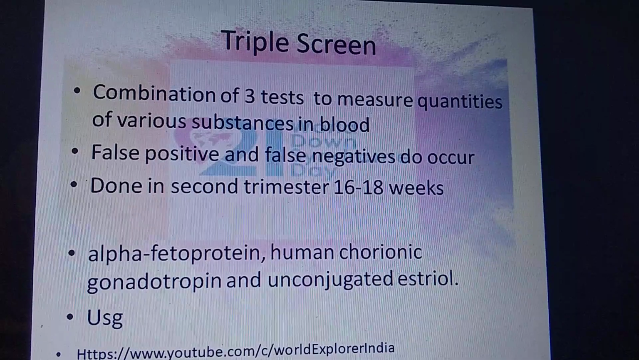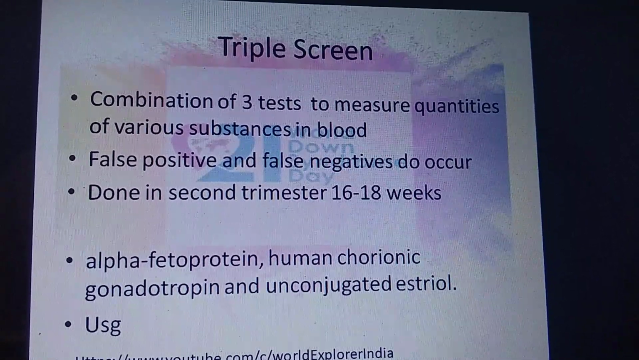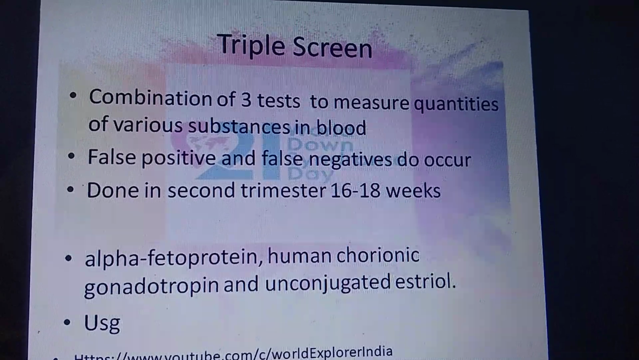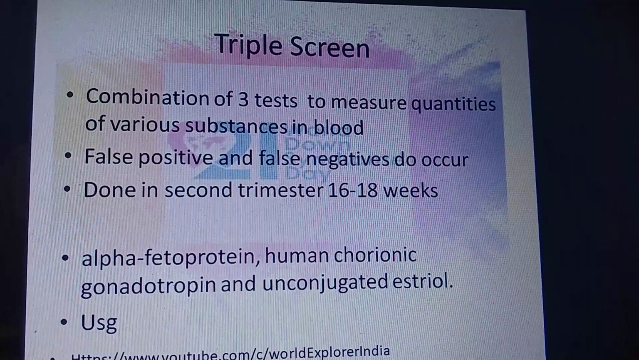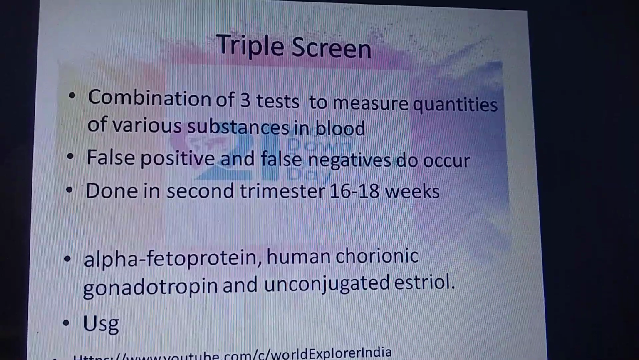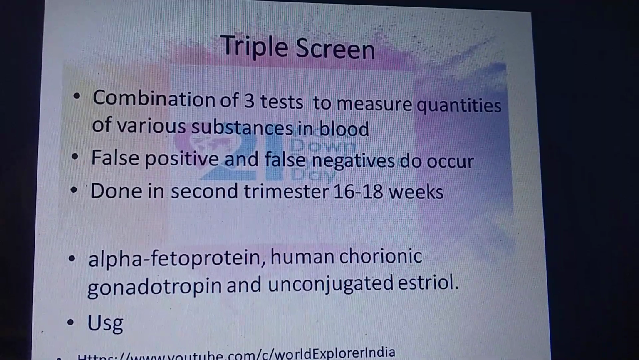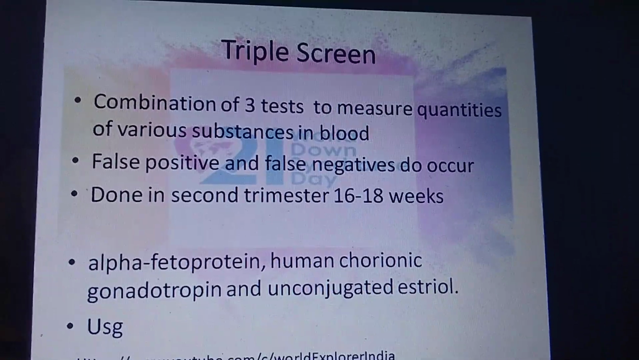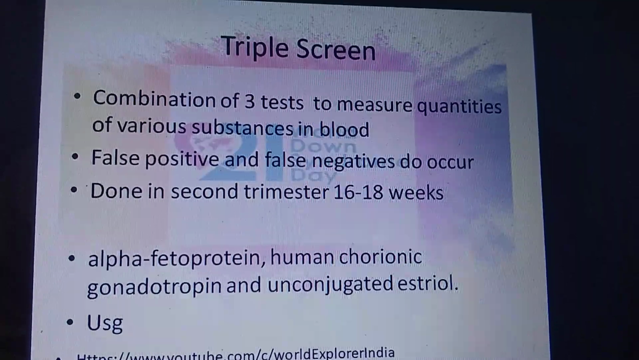Triple screen is a test which is a combination of 3 tests. This measures the quantities of various substances in the blood such as alpha fetoprotein, human chorionic gonadotropin and unconjugated estriol. This is usually done in combination with ultrasound to assess the chances that Down syndrome is present, but false positives and false negatives do occur. It is usually done in the second trimester, that is 16 to 18 weeks.